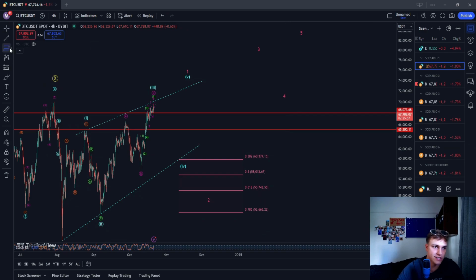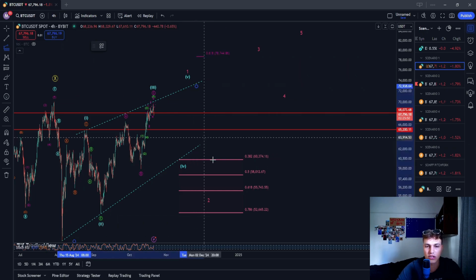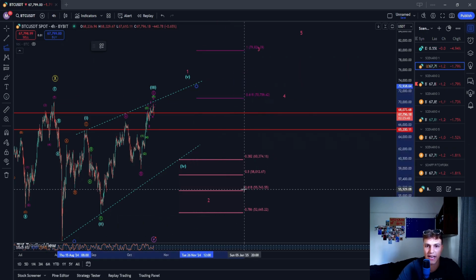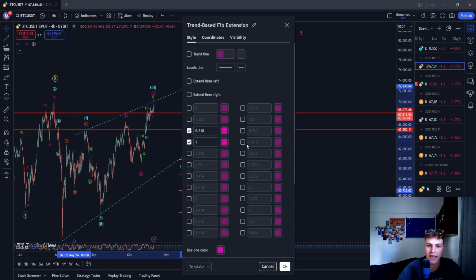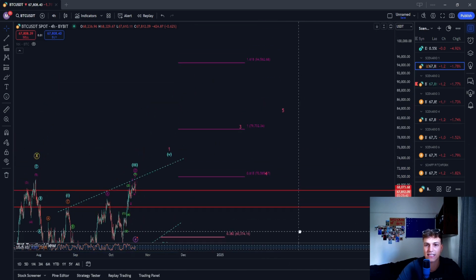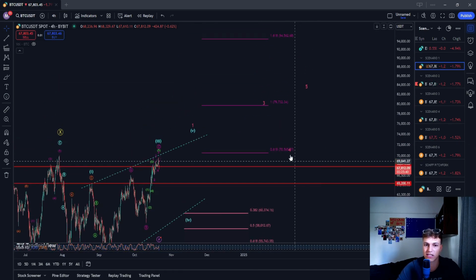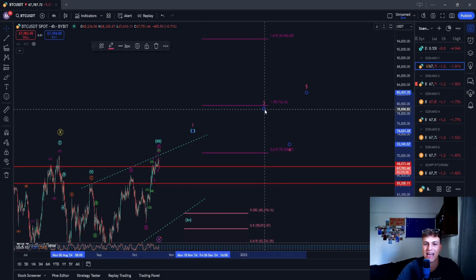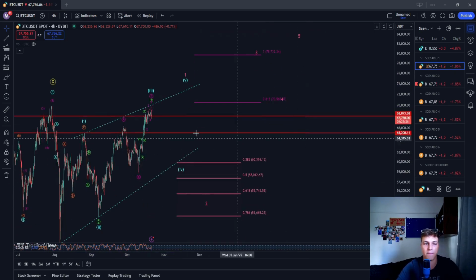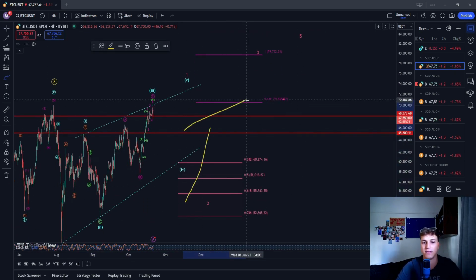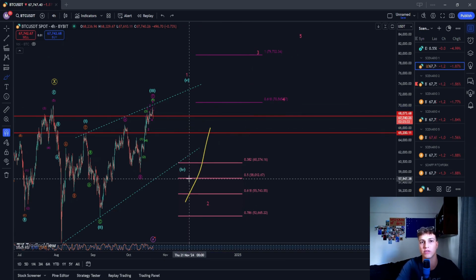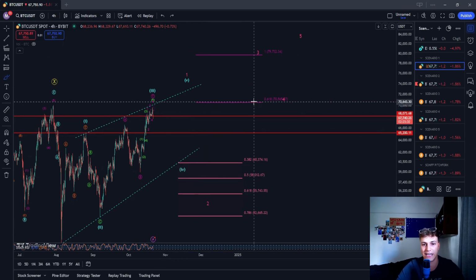This move could indeed take, if we take a general retracement from the 1 to the top to the 0.618, we could see this move go to the 1.618 at $90,000 if it does indeed extend that high. That could be a massive move, and could actually be the start of that 5th wave that we spoke about on the Elliott Wave channel.